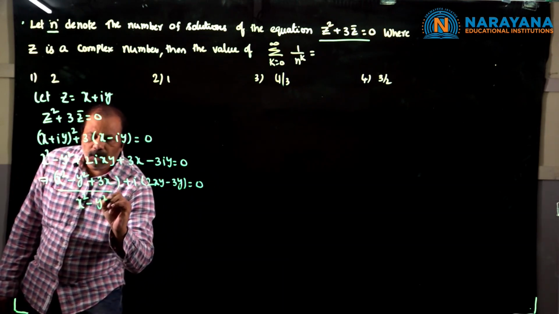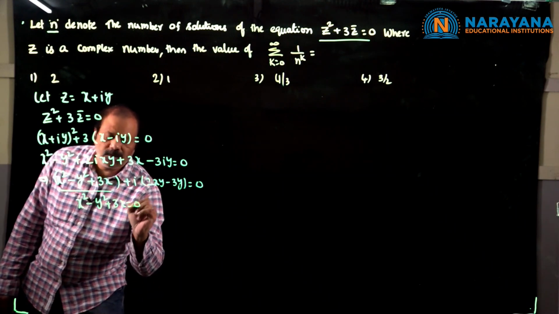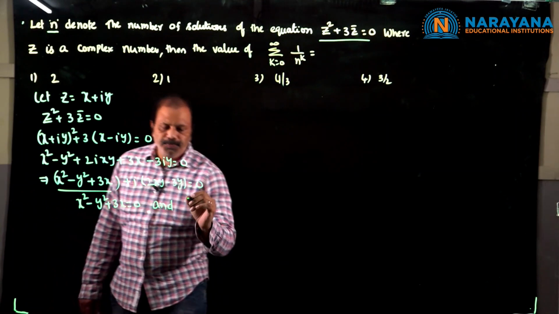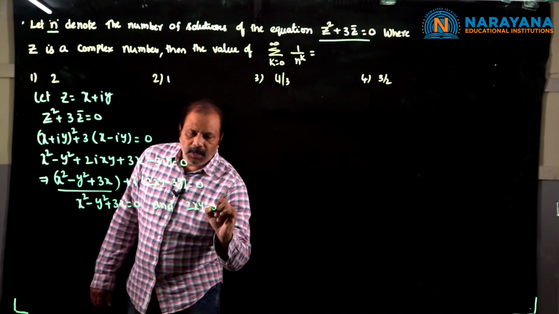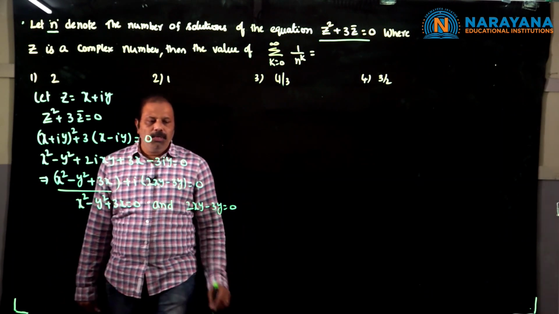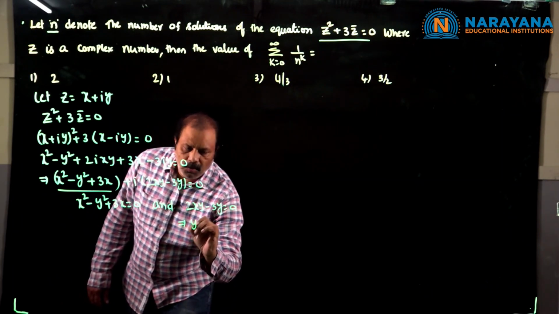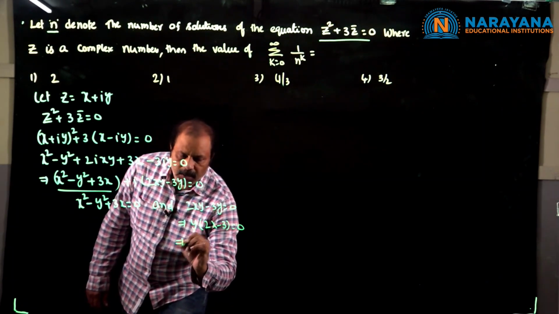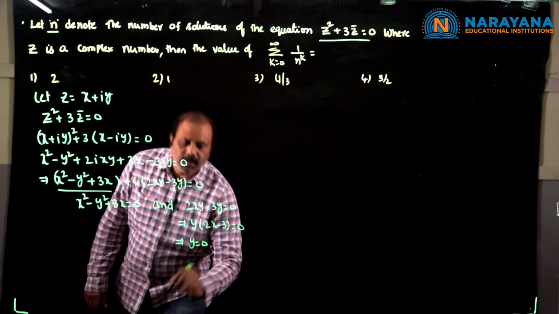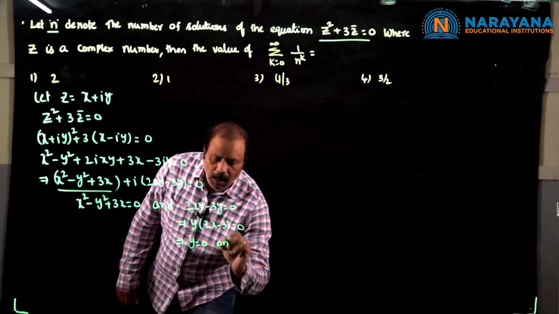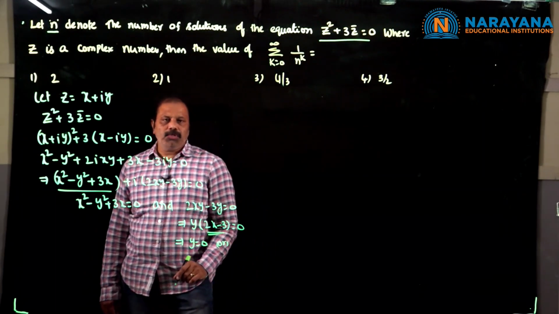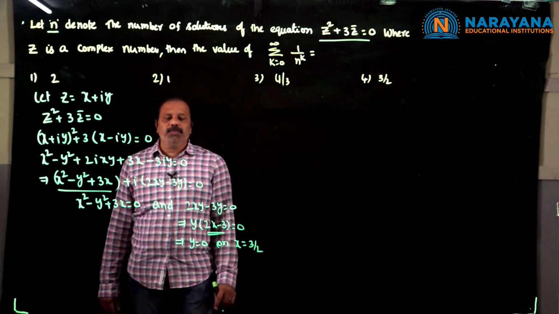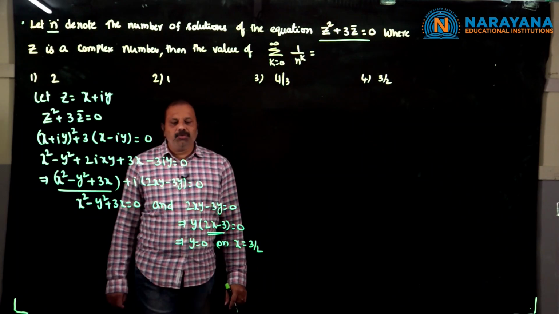Therefore, x squared minus y squared plus 3x is equal to 0, and here the imaginary part is also 0, hence 2xy minus 3y is equal to 0. This implies y times (2x minus 3) is equal to 0, so from these two factors we get either y is equal to 0 or 2x minus 3 is equal to 0. 2x minus 3 is equal to 0 means x is equal to 3 by 2. So y is equal to 0 or x is equal to 3 by 2.